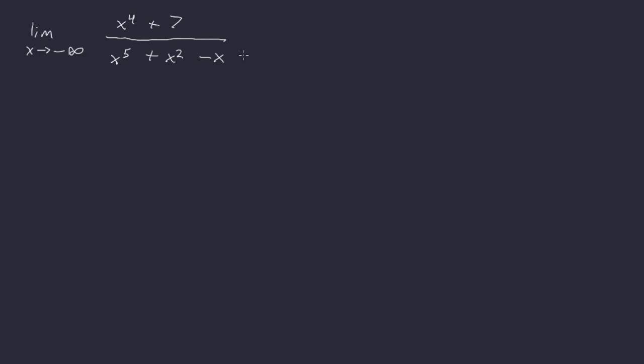Okay, here's another example. Let's say we're looking at the limit as x goes to negative infinity of x to the fourth plus 7 all over x to the fifth plus x squared minus x. So, once again, we're just going to take the leading terms. So we'll have the limit as x goes to negative infinity of just x to the fourth over x to the fifth, and then we'll simplify. Well, x to the fourth over x to the fifth, that'll be 1 over x.